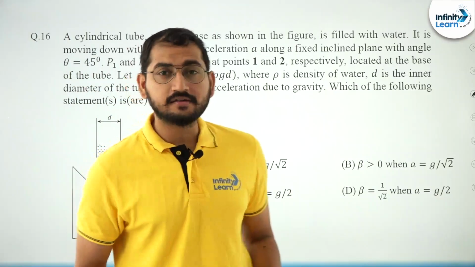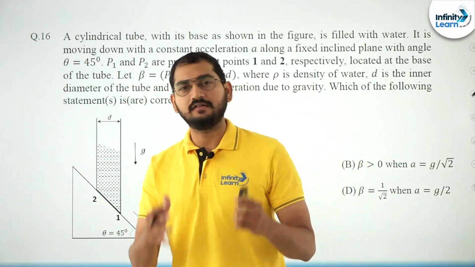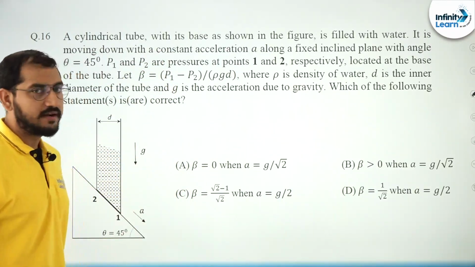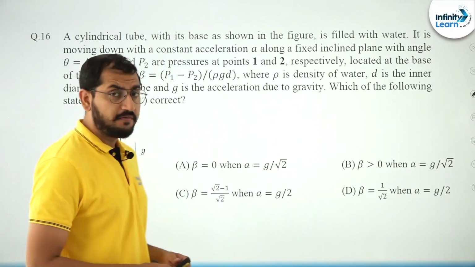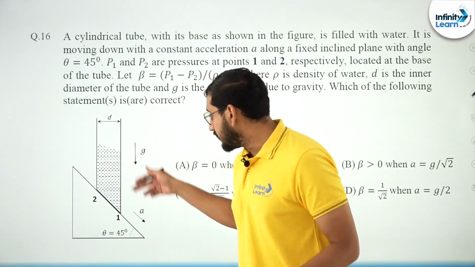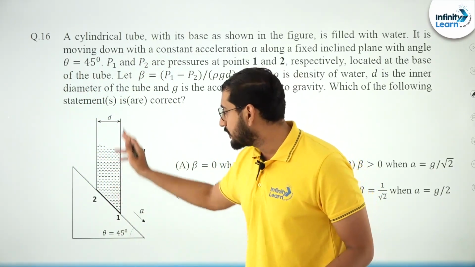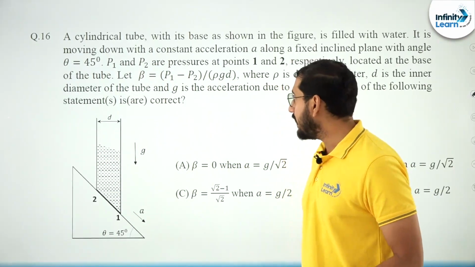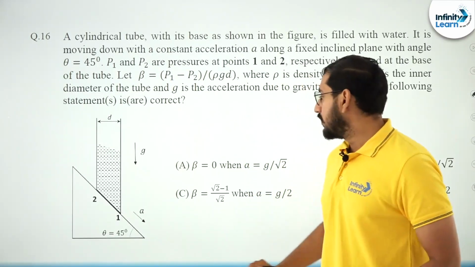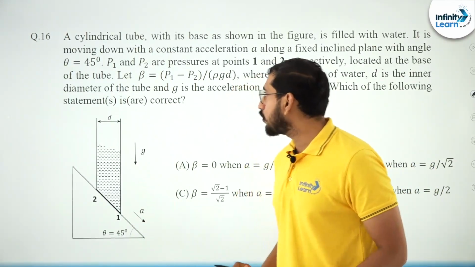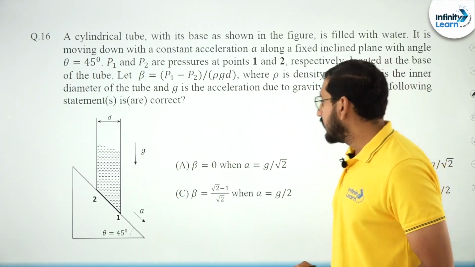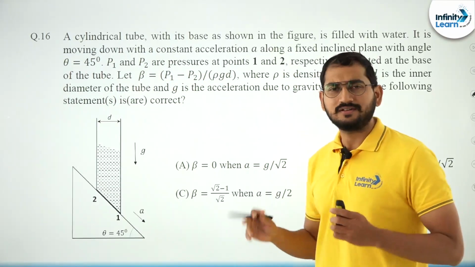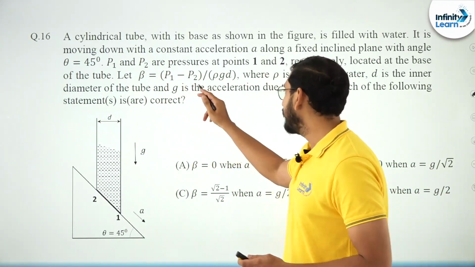So students, our next question is an application of an accelerated beaker, right? And this question belongs to fluid dynamics. As you can see in the figure, a tube is there with some liquid, and this tube is going down the plane with an acceleration of small a, right? This angle is 45 degrees, given in the question. The question is saying that at point 1 and point 2, if the pressures are P1 and P2, then there's a term beta, where beta is (P1 minus P2) by rho g d.